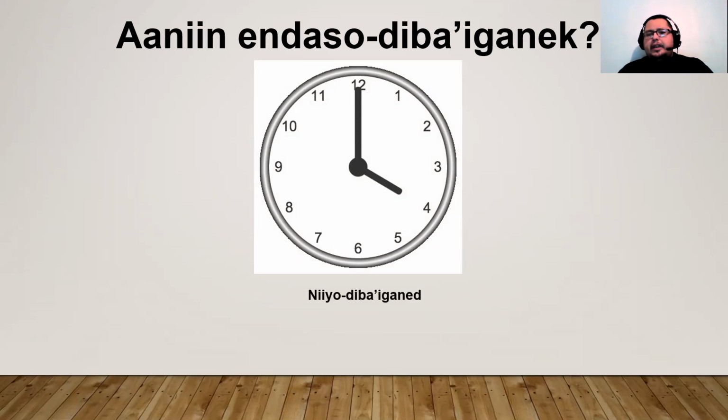Okay, moving along, we have anin endaso-diba'iganek, niwo-diba'iganed. Okay, it is 4 o'clock. As you can tell on our picture that popped up here, when you specify a time or a certain number in the Ojibwe language, it changes to niwo, kind of like niwin gijigad, the fourth day, Thursday. And in this case, 1, 2, 3, the fourth hand on the clock. At 4 o'clock.